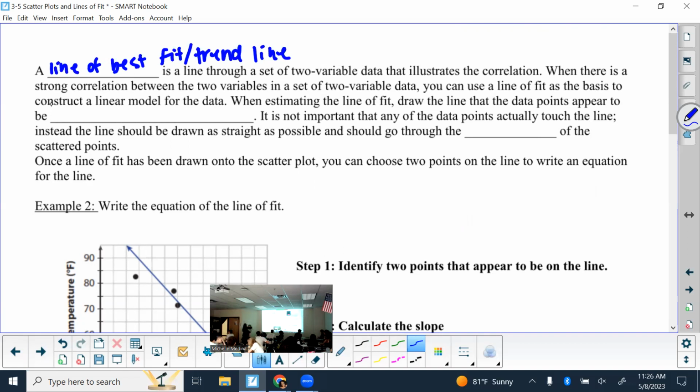When estimating the line of fit, sorry, it's hard to see with that fire alarm. But you're going to draw the line that the data points appear to be clustered around.